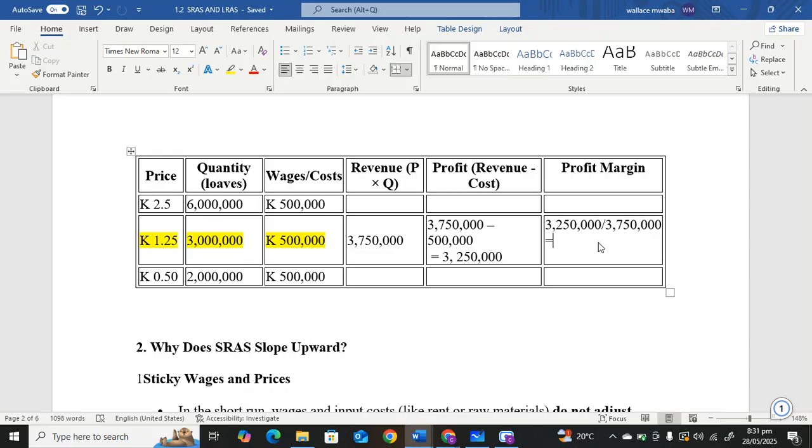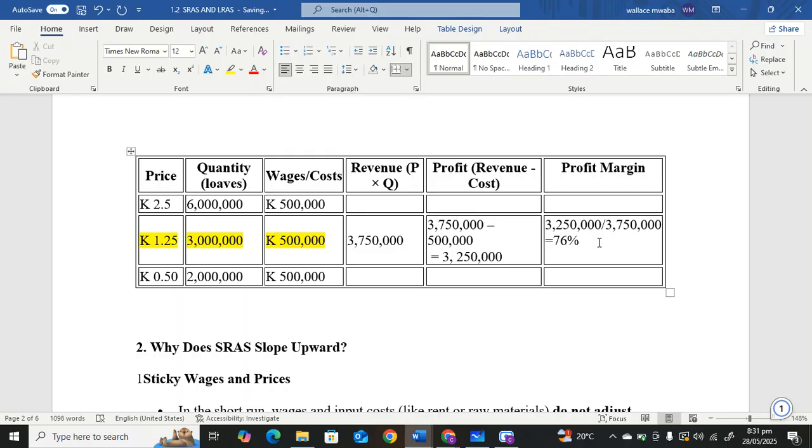Yes, what percentage are we getting? 3,250,000 divided by 3,750,000. Okay, so the profit margin is 86.6%.